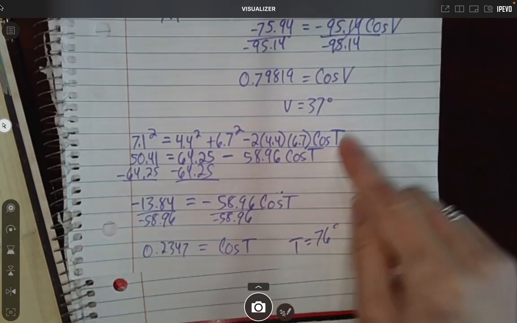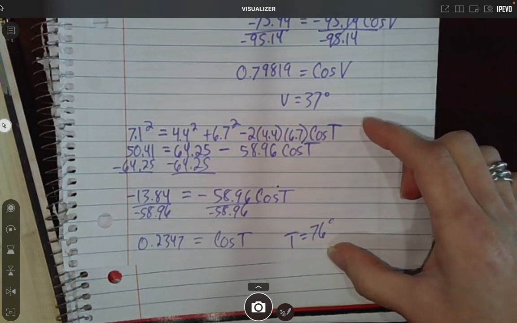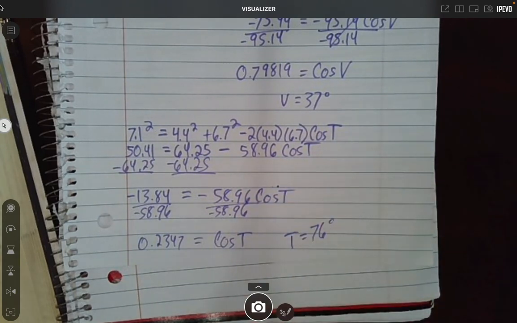Because can anybody do this in their head? No. Not in this class, including your teacher. I could not have done this in my head. So, not one of us can do that in our head. If you don't show your work, you won't get any points.